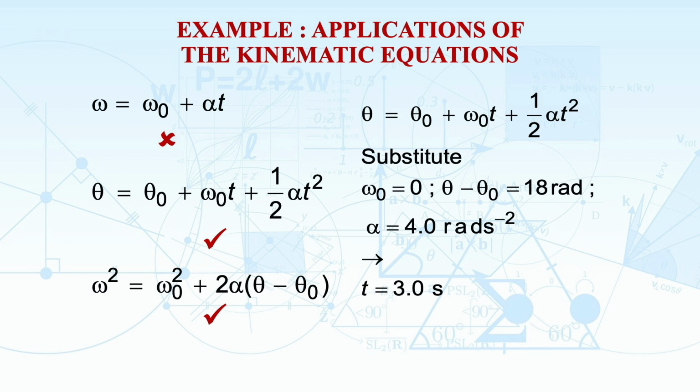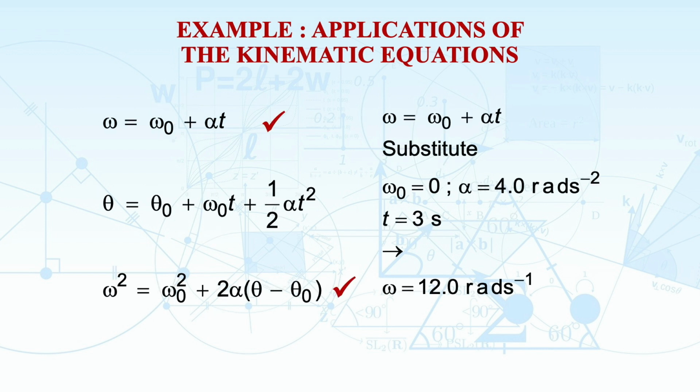So now what do you know? You know the time it has taken for the wheel to turn through 18 radians. What do you still not know? You still do not know its angular speed after 3 seconds. So now we calculate the angular speed after 3 seconds.